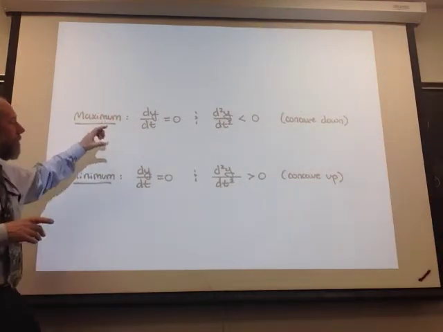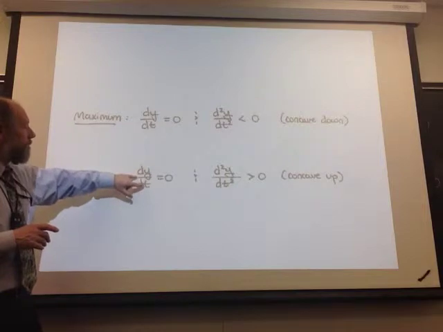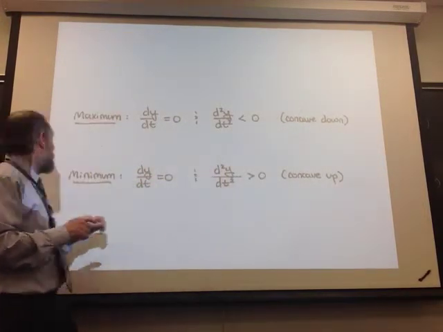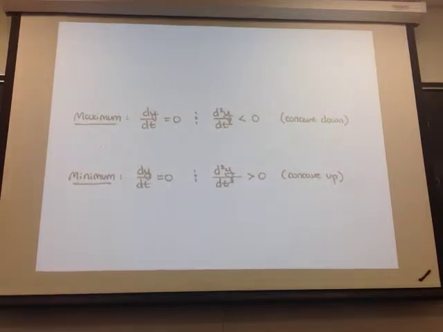So the derivative with respect to time is 0, and the second derivative is positive. This is what I was talking about over here. That means the curve is concave up, and you've reached a minimum. Okay? So let me show it to you this way.